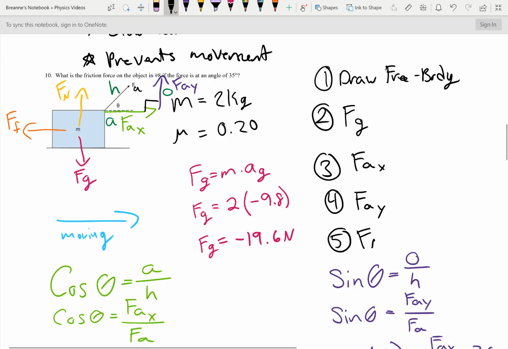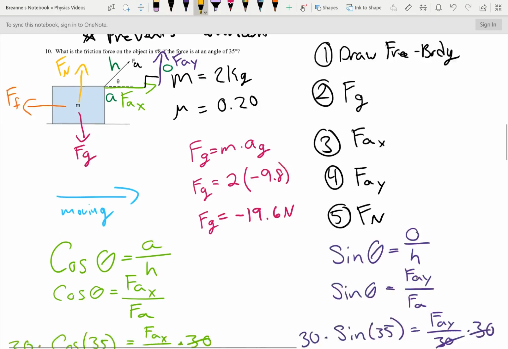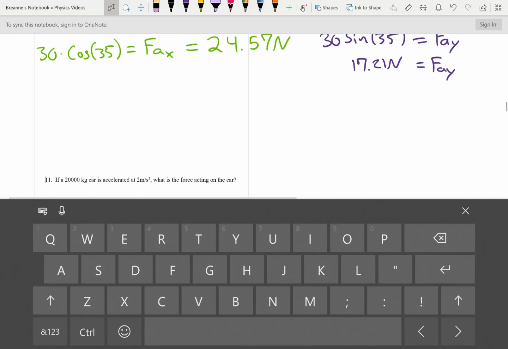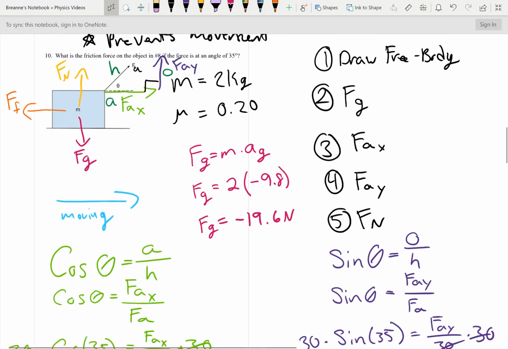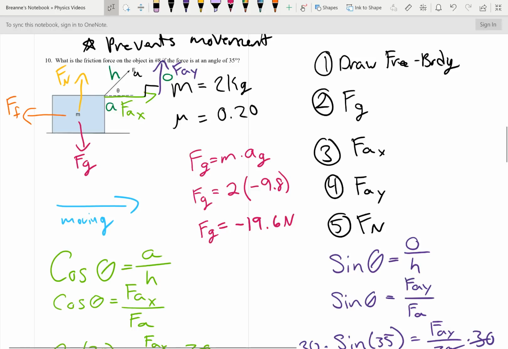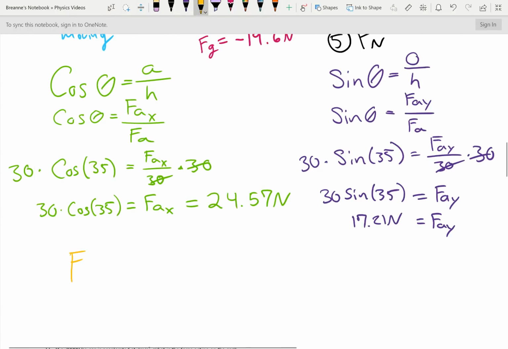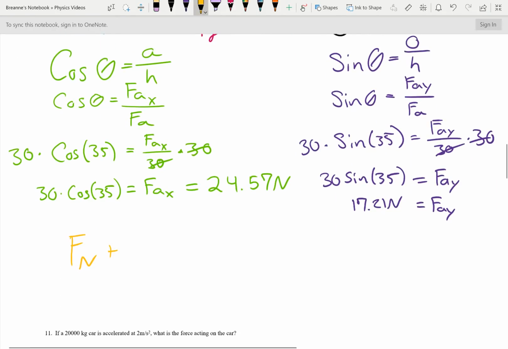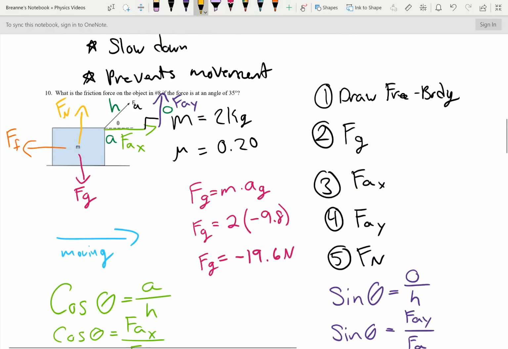Step 5 is to find your force of normal. Now remember, to find your force of normal, everything going up has to equal everything going down. So all the forces going up have to equal all the forces going down. So what forces do we have going up? We have force of normal. So we know that's going up. Oh, look, force applied in the y is also going up. So plus our force applied in the y. Those are the only ones going directly up. And then that equals all the ones going down. So the only force we have going down is force of gravity.